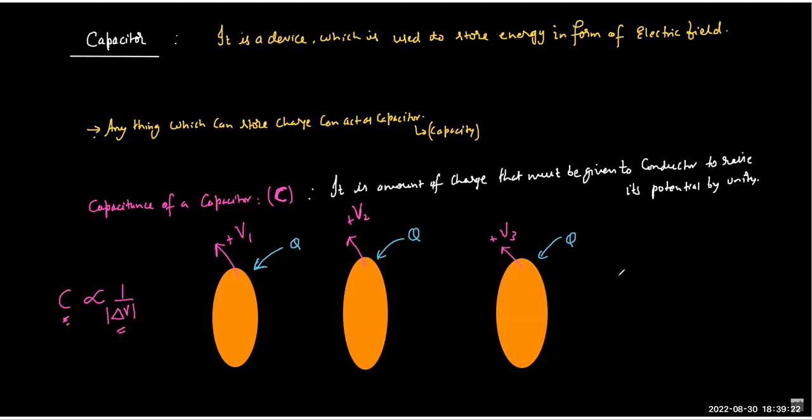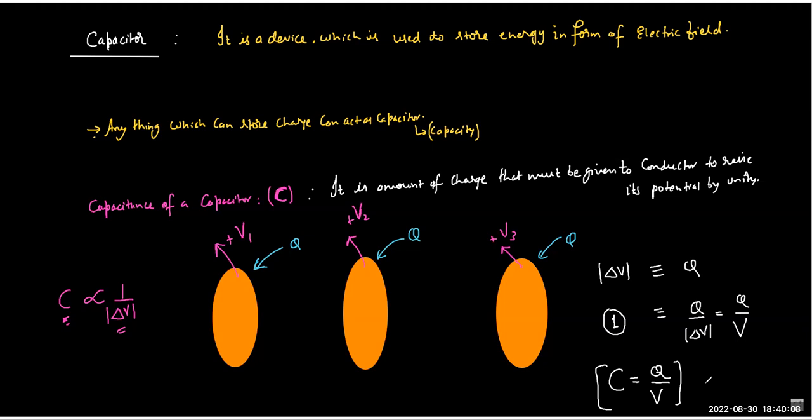Yes, sir. So let's say to raise the potential by delta V, the charge given is Q. So to raise the potential by 1 volt, how much charge must we give? Q by V. See, the small v represents potential and capital V represents voltage, which means difference of potential. So you can also write like this. Both are the same. And by definition, the charge required to raise the potential by 1 volt is called capacitance. That's why this is the formula.